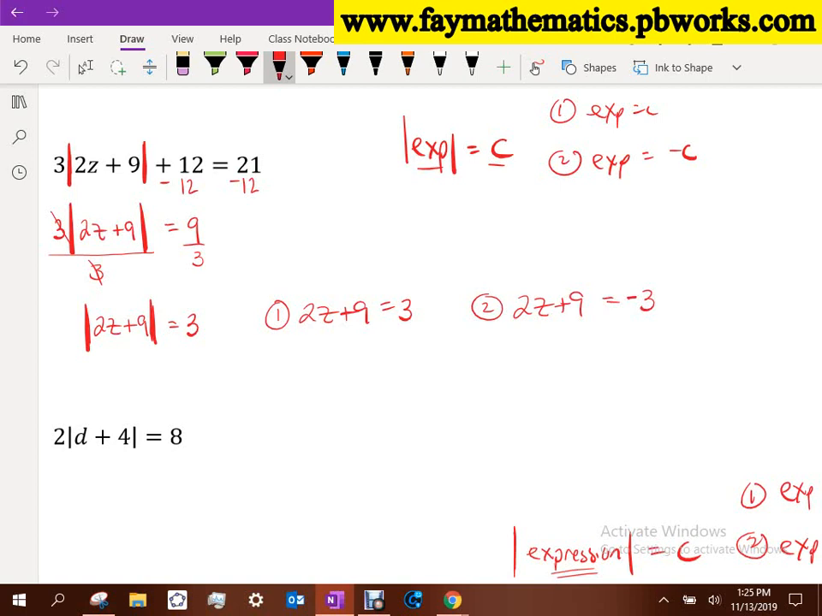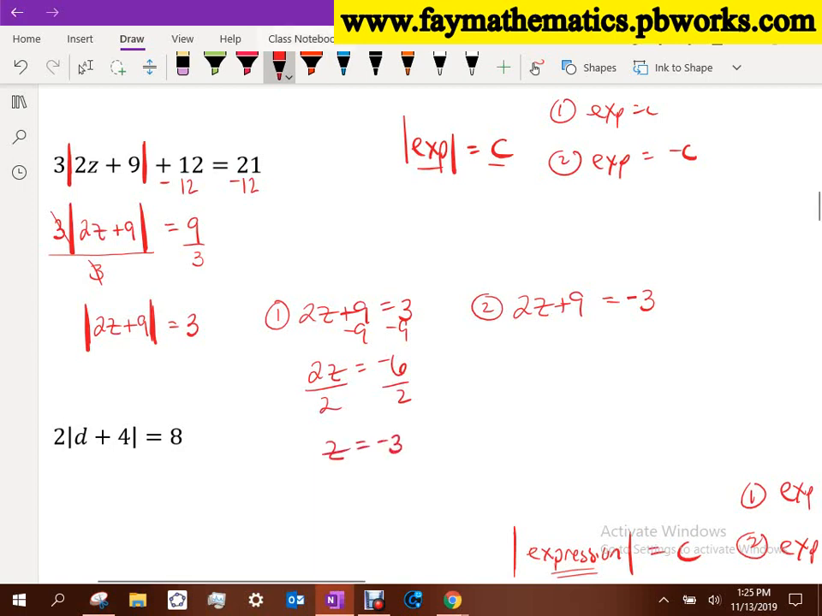At that stage, it turns into algebra from chapter 2. Subtract 9 from both sides here. So we get 2z is equal to negative 6. And then what? Divide by 2. So then z is equal to negative 3.